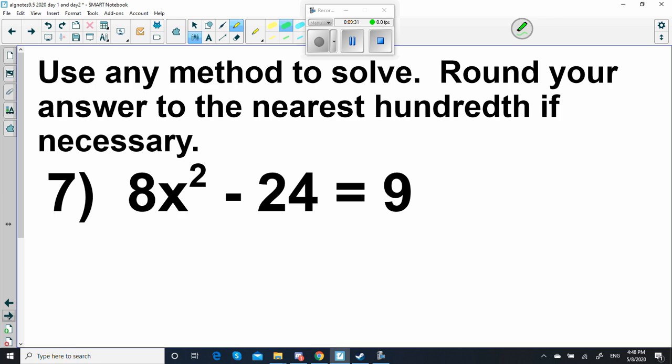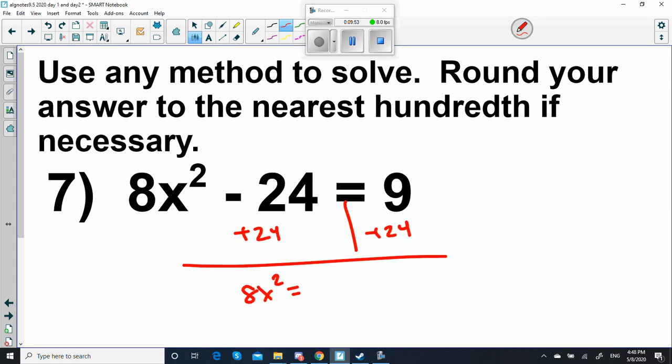All right, number 7. Use any method to solve. Write your answer to the nearest hundredth if necessary. Okay, what I notice is there's no x term. Do you also notice that? I hope you do. Okay, there's an ax squared and there's a c. Actually, there's 2 c's. So I'm going to move the 24 over. I'm going to try to use square roots here. So add 24 here and here.